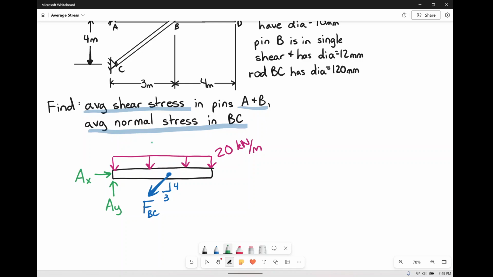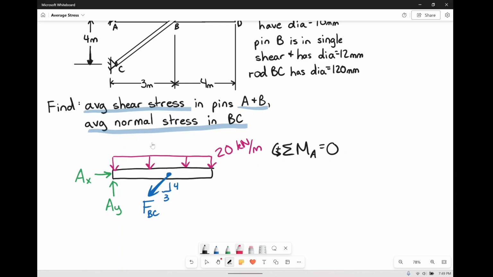Now, hopefully you don't start off thinking AX is 0 because it's definitely not, because force BC also has a horizontal component. So we have 2 horizontals and we have 2 verticals, and we have 3 equations of equilibrium. Yes, so we're going to actually use all 3 of these. So for starters, how about we start by summing the moments about point A and set it equal to 0. That's going to take away 2 of those forces, and now we're going to be left with force BC.